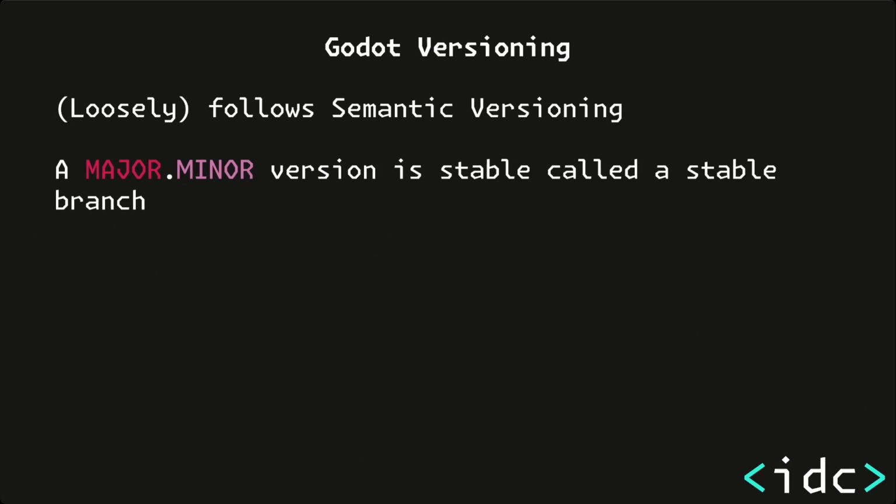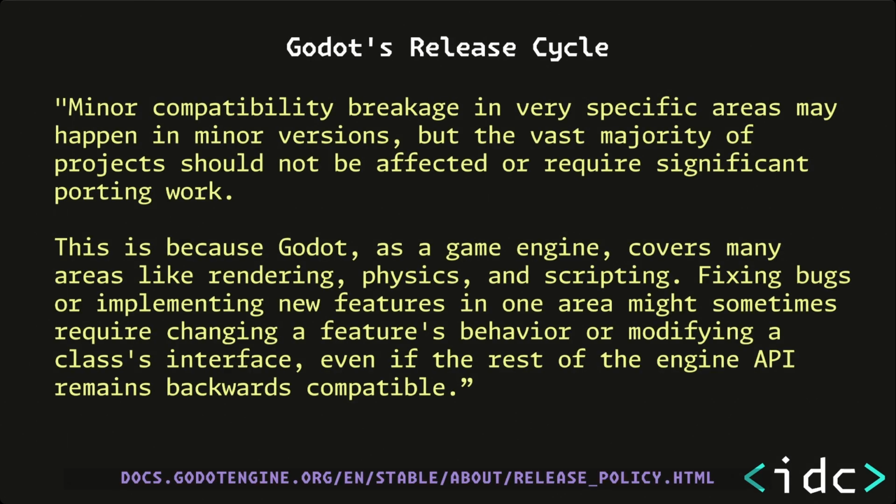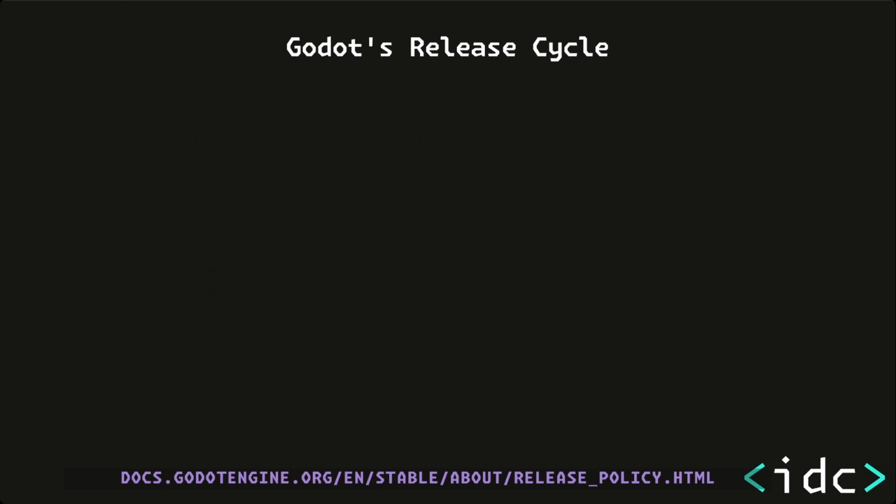how does Godot do versioning? Well, they loosely follow the semantic versioning strategy, and they call a major and a minor version a stable release or a stable branch on Git. So remember back 2 slides, a minor release shouldn't have breaking changes, but this is where the loosely comes in. There still are, as quoted above, opportunities for breaking changes in a minor update.